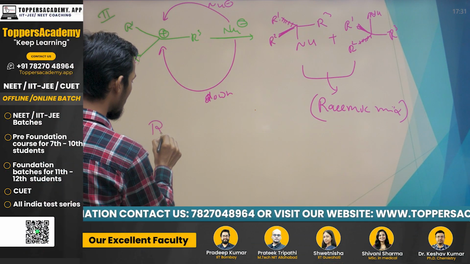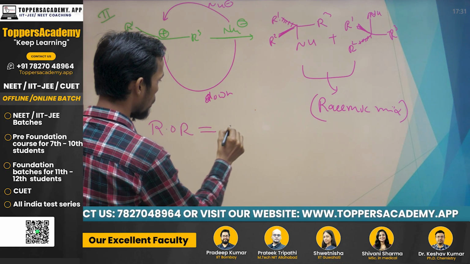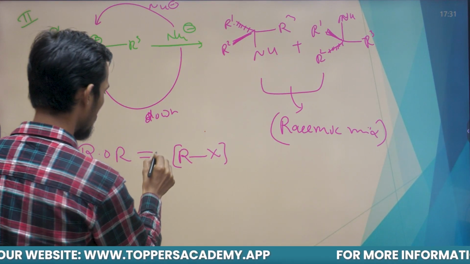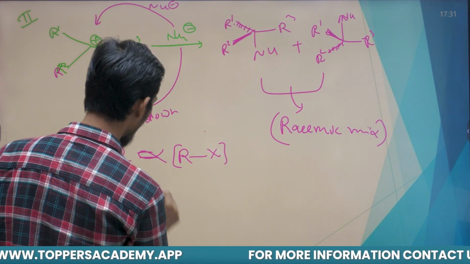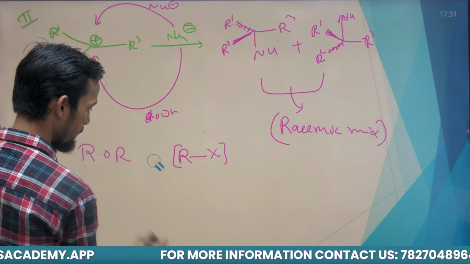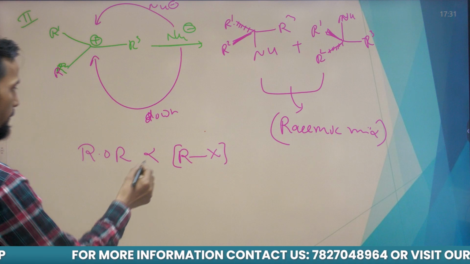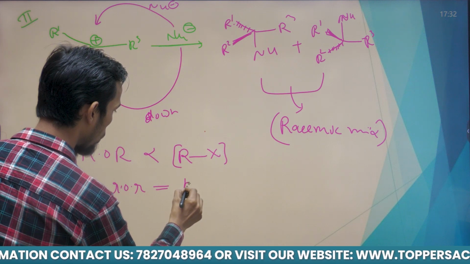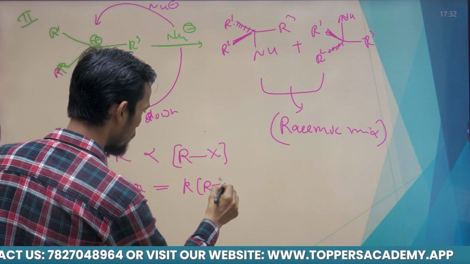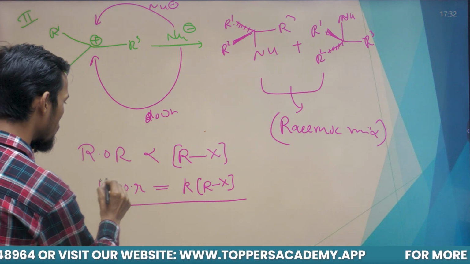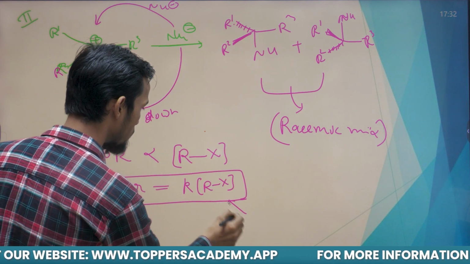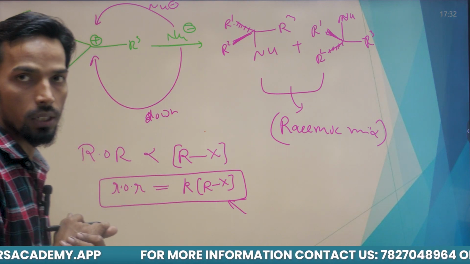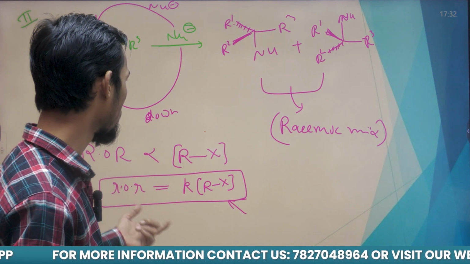If we see the rate of reaction, it is only dependent on RX, not the nucleophile. It is directly proportional over here. And if we remove the proportionality sign, the rate of reaction will be equal to a constant times RX. We can very easily see that this is dependent only on this substrate. No nucleophile is present in the rate determining step and rate of reaction. So the reaction will be wholly dependent on the first step.